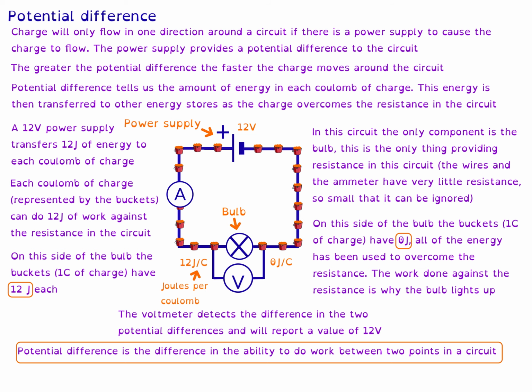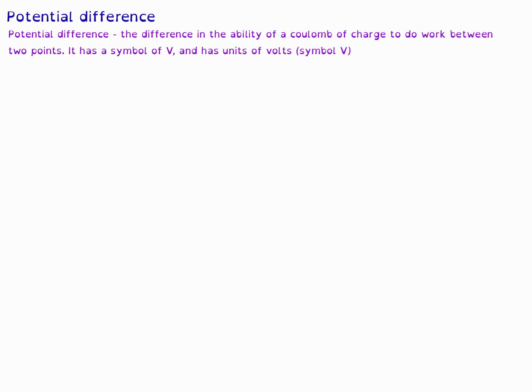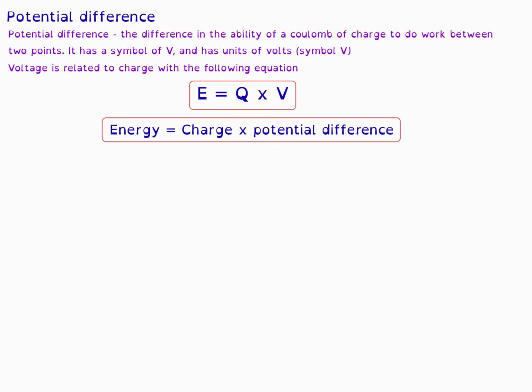Potential difference is the difference in the ability to do work between 2 points in a circuit. Potential difference: the difference in the ability of a coulomb of charge to do work between 2 points. It has the symbol of capital V and the units of volts, symbol also capital V. Voltage is related to charge with the following equation: E equals Q times V, or energy equals the charge multiplied by potential difference. The units: energy E is in joules, capital J, charge Q is in coulombs, capital C, and potential difference V is in volts, capital V.